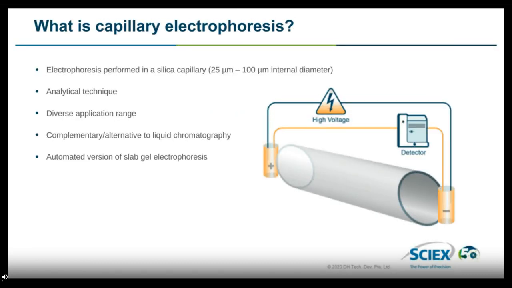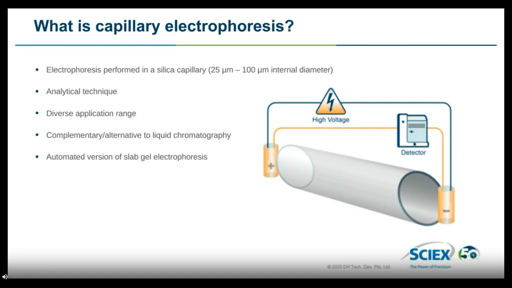So what is capillary electrophoresis? Well, capillary electrophoresis is a separation of analytes, proteins, small molecules based on their charge. And it usually happens in a capillary. The capillary widths are typically 25 microns to 100 microns internal diameter. It's an analytical technique developed originally by Beckman Coulter, which has been around now for well over 20 years. And it has quite a diverse application range.